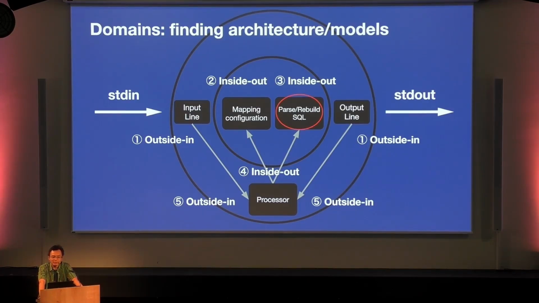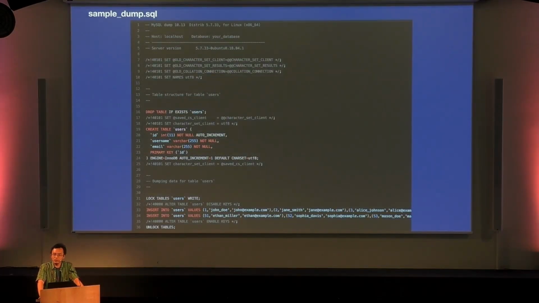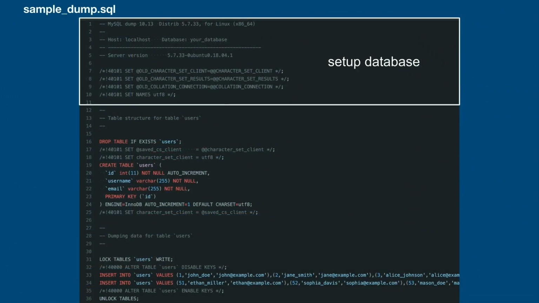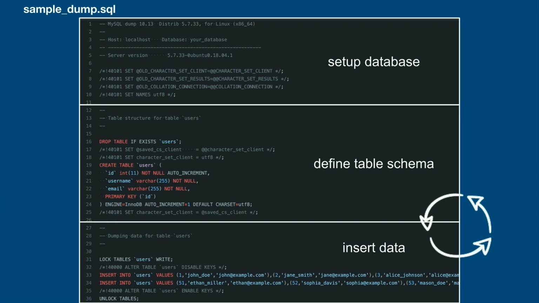Now, parse and rebuild SQL. Rebuilding is not hard, but I was not sure how to do the parsing, and yes, it was a bit harder. How to parse a dump? Okay, this is a dump file, but if you analyze it, it's actually quite structured. The first part is setting up the database, like SQL options. The second is defining table schemas, types, constraints, and then inserting data, looping for however many tables you have. This is the basic structure of the dump.